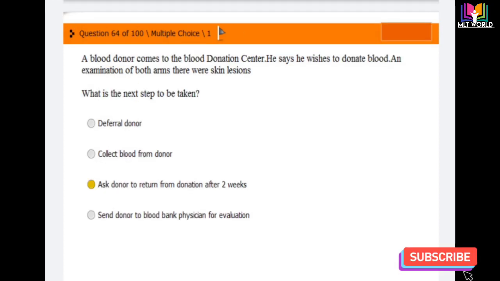Question number 64. A blood donor comes to the blood donation center. He says he wishes to donate blood. On examination of both arms, there were skin lesions. What is the next step to be taken? Options are deferral of donor. Next option is collect blood from donor. Third option is ask donor to return to donate after 2 weeks. And the last option is send donor to blood bank physician for evaluation. And the correct answer is ask donor to return to donate after 2 weeks.